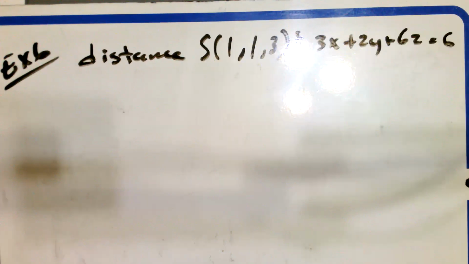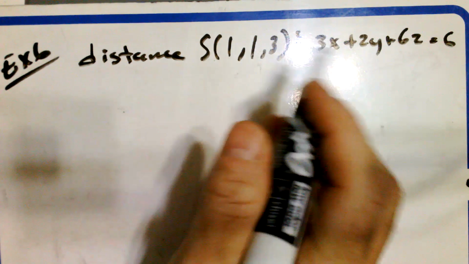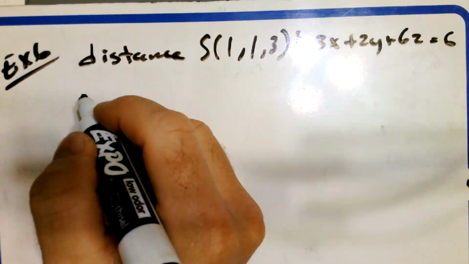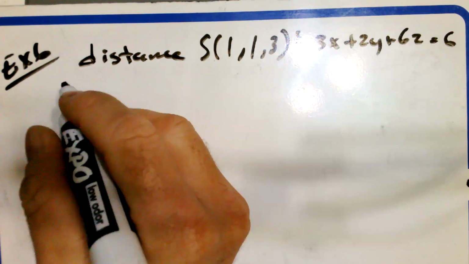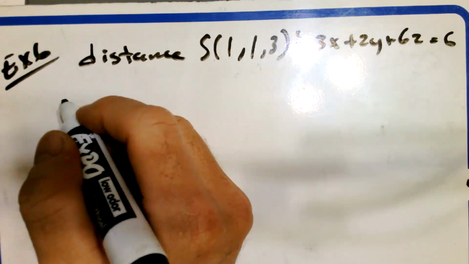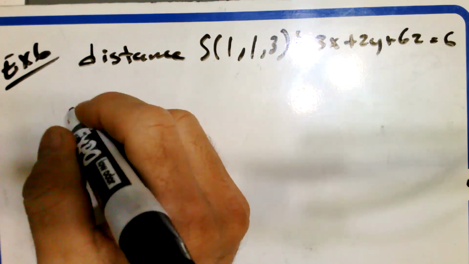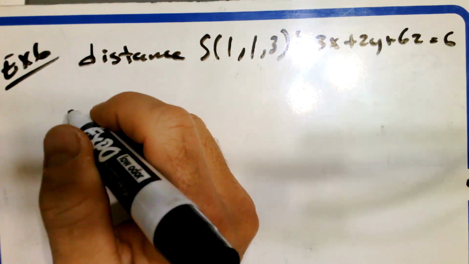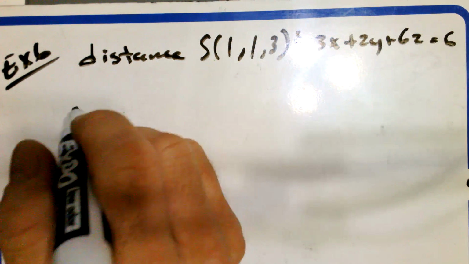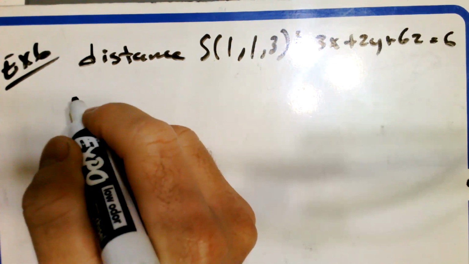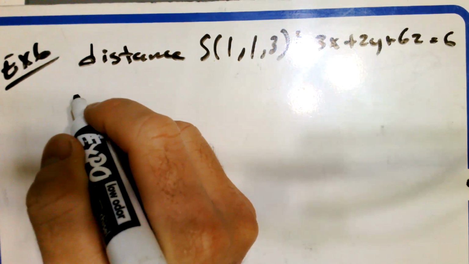All right. In our last example here, we're looking at finding the distance from the point to the plane. We're looking to find the distance from the point S to the plane given here, 3x plus 2y plus 6z equals 6. From the notes, you can see that the distance is given by the vector PS dotted with the unit normal vector, and then the absolute value of that dot product.